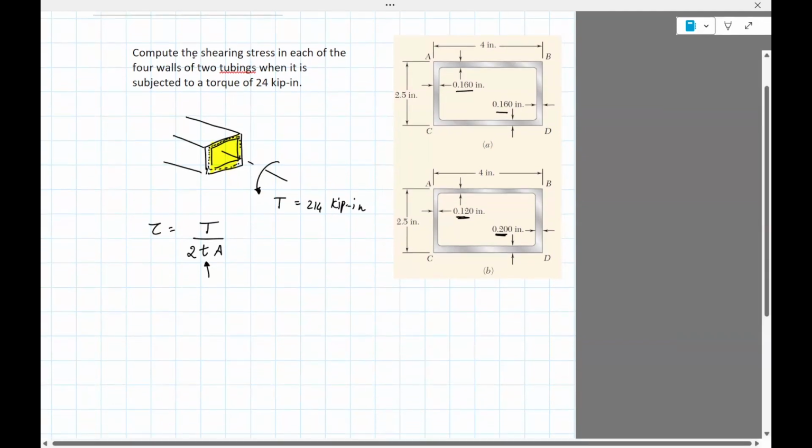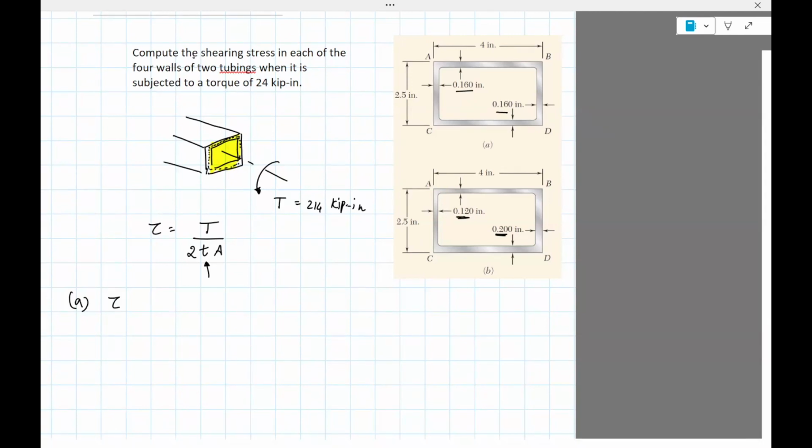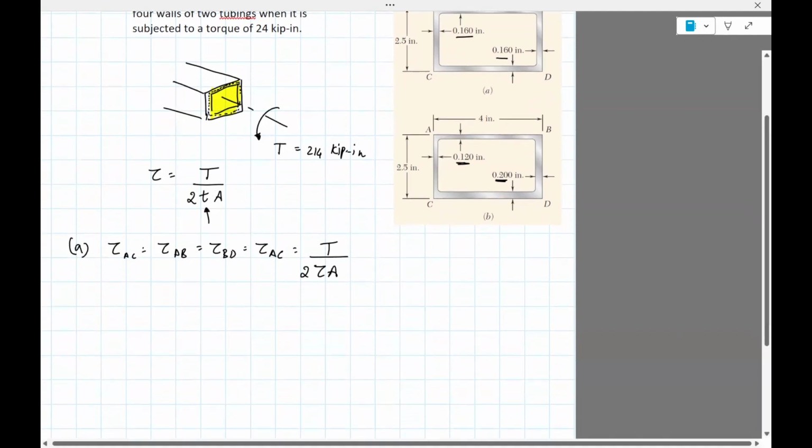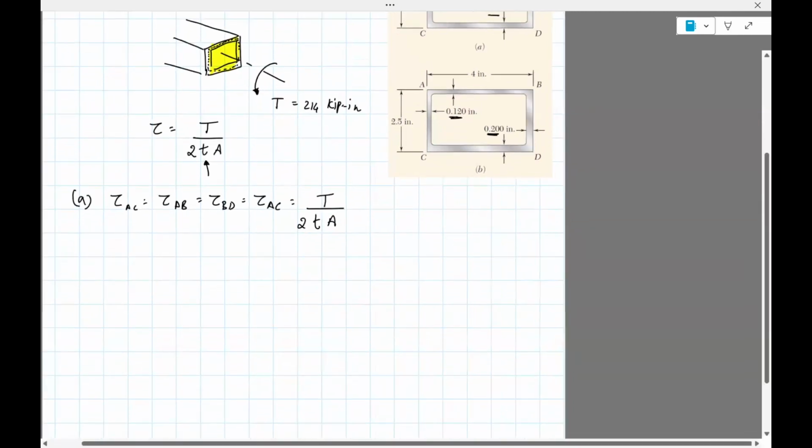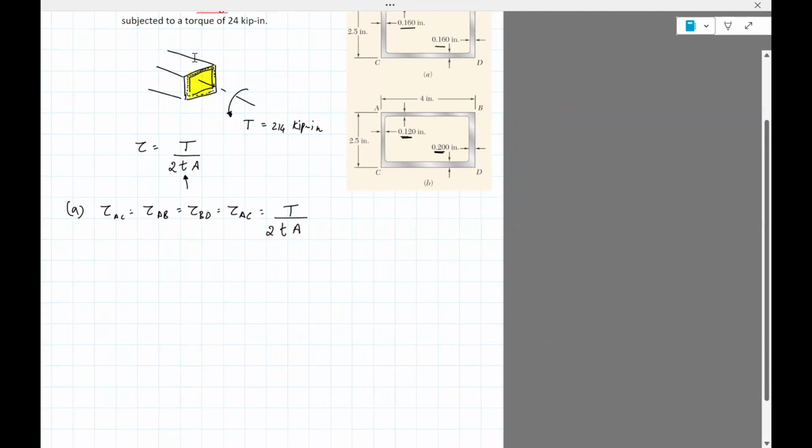So for A, we can expect that the shear stress in AC is equal to shear stress in AB equals shear stress in BD equals shear stress in DC, equals torque divided by 2 times thickness times A. So let's go ahead and figure out what A is.